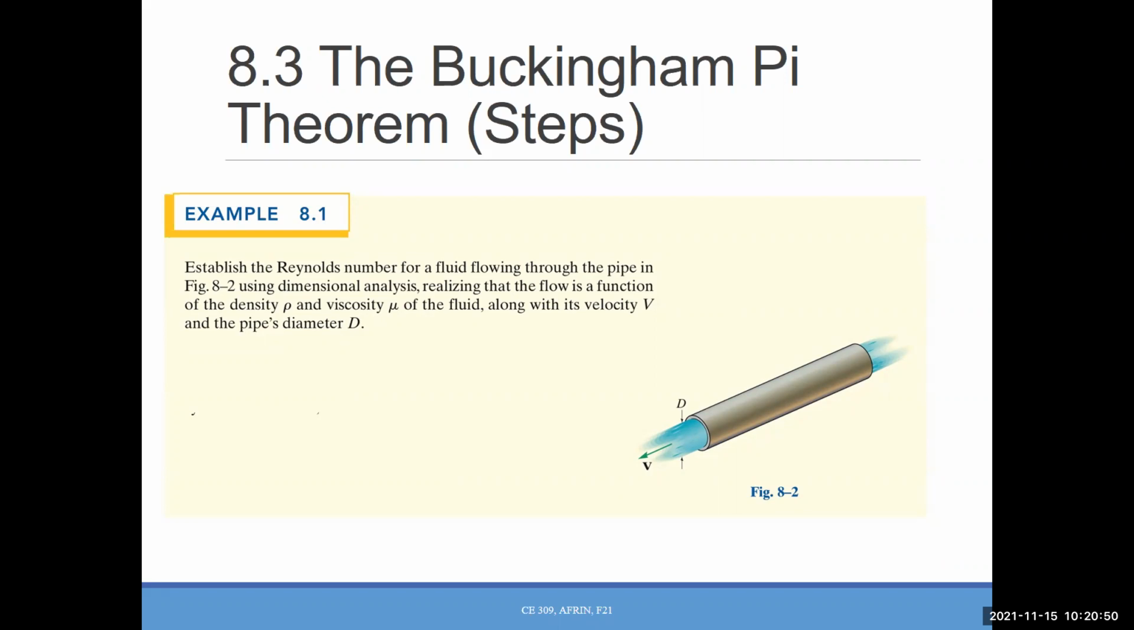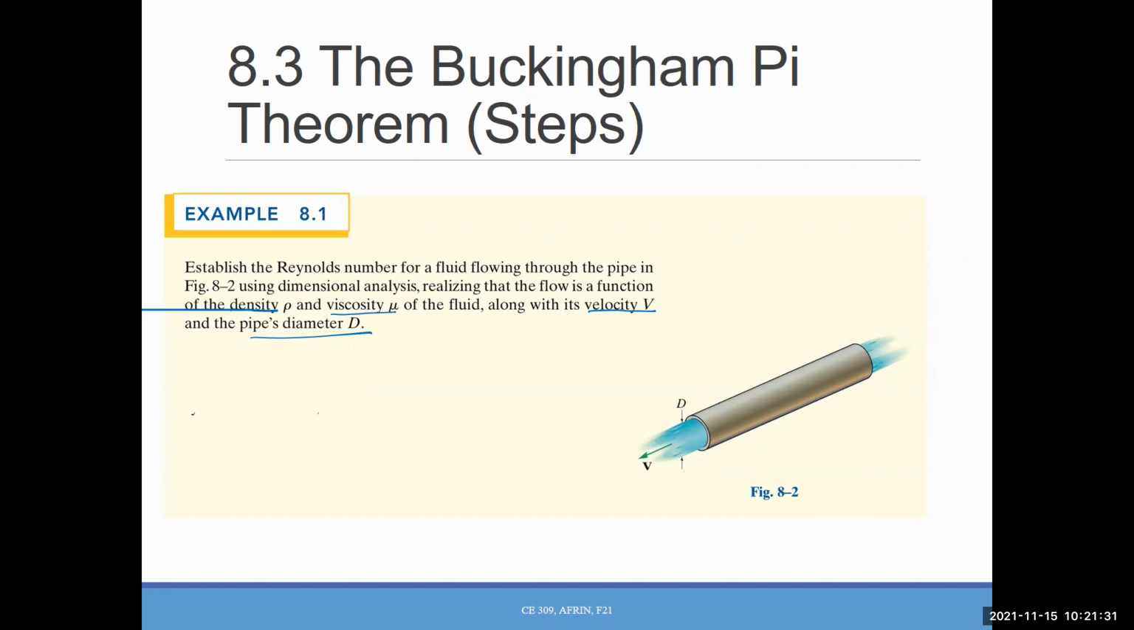Ampa, do you want to read that? Establish the Reynolds number for fluid flowing through the pipe in the figure attached, using dimensional analysis. Realizing that the flow is a function of the density and viscosity of the fluid, along with its velocity and the pipe size. Thank you very much. So this is a very simple statement. They're saying it's the flow within the pipe, and this flow is a function of density, viscosity, its velocity, and the pipe's diameter. So we have 4 parameters here, and let's see how we can reduce the number of parameters.